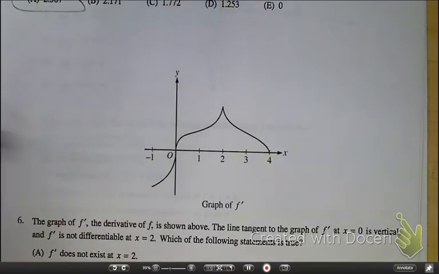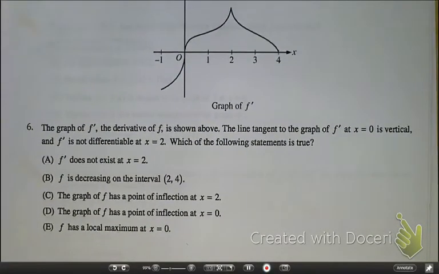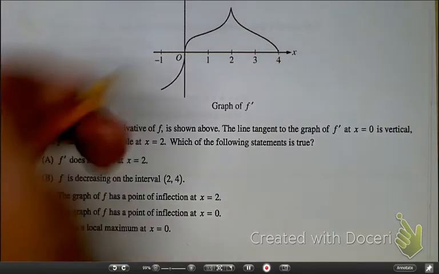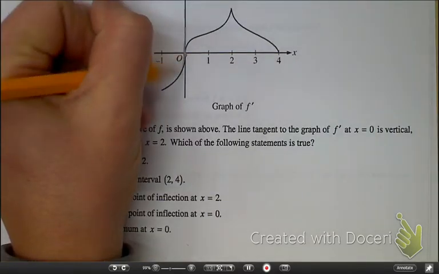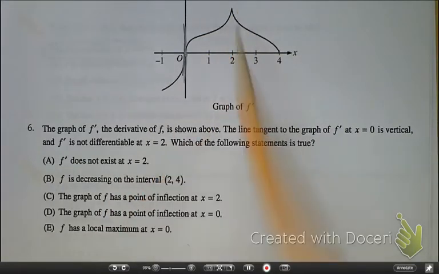All right, number 6 does not actually need a calculator, so we can put our calculator aside. It says the graph of f prime, the derivative of f, is shown above. This is f prime. The line tangent to the graph of f prime at x equals 0 is vertical. So there's a vertical tangent line right here. All right, cool. F is not differentiable at x equals 2. Yep, there's a cusp there on the graph. And which of the following statements is true?